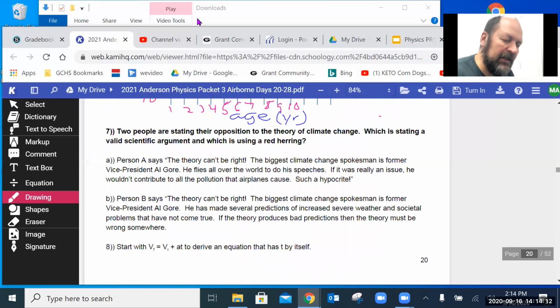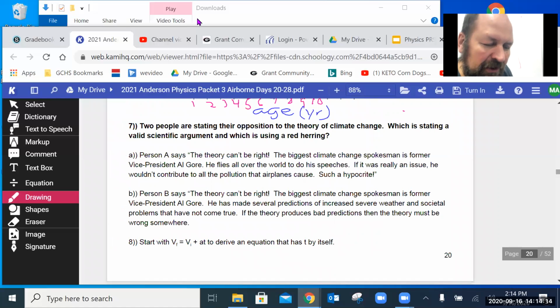Two people are stating their opposition to the theory of climate change. Which is stating a valid scientific argument and which is using a red herring? Go ahead and read those on your own.